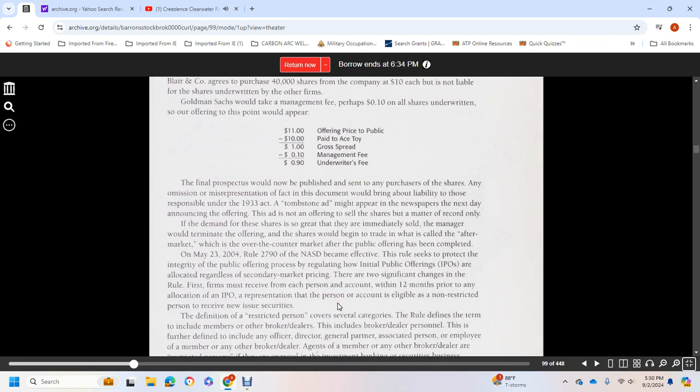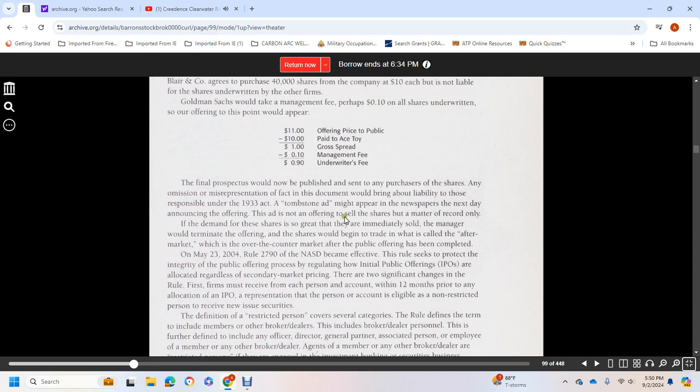The final prospectus would now be published, and any omission or misrepresentation of a material fact would bring liability to the representative under the 1933 Act. A tombstone ad might appear in the newspaper the next day announcing the offering. This is an ad not offering to sell the shares but a matter of record only.